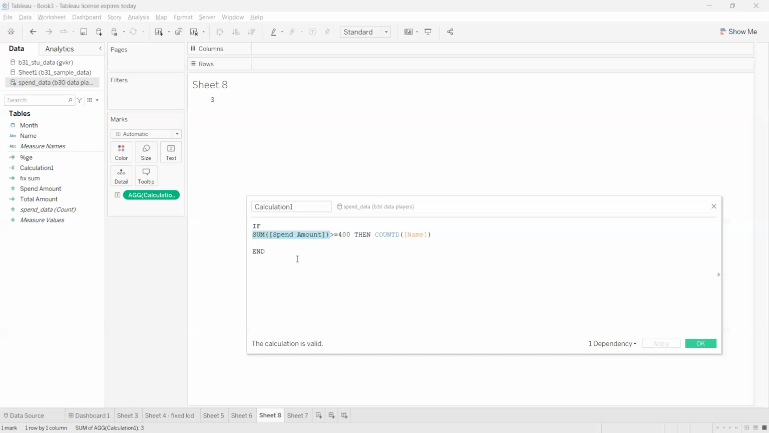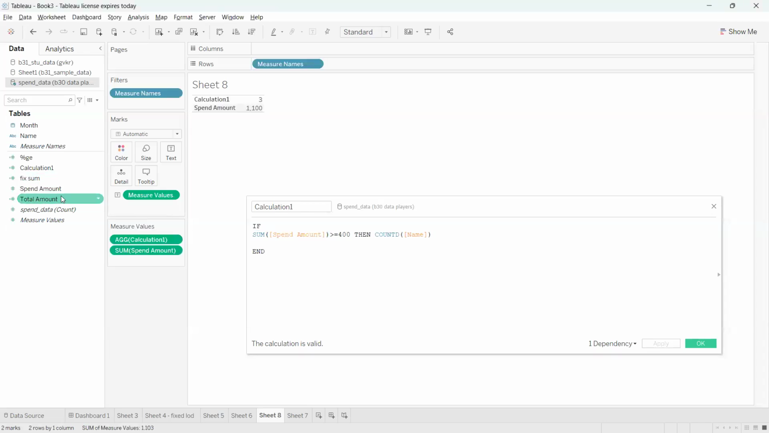While evaluating this condition, what Tableau will do is first try to find out the sum of amount spent. It is very simple, right? How to find out? Simply double click on the spend amount here, which sums up to 1100. So on the left side, it will take 1100.